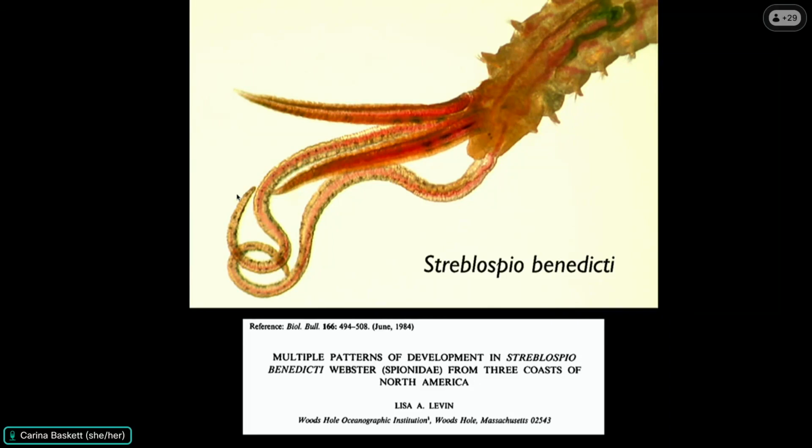Many years ago, in 1984, Lisa Levin discovered or reported that this animal, Streblospio benedicti, occurs in different developmental morphs, where some of them produce direct developing large eggs, and some of them produce indirect developing small eggs. But it's all one species. And that means that we can do genetics to try to figure out how this transition is possible and what maintains the alternative morphs within a single species.